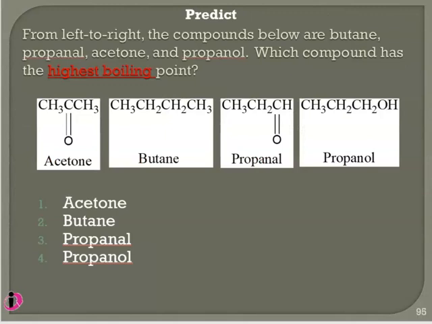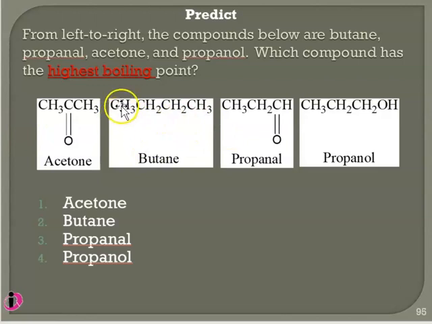All right, so something else for you to do. If you have your pen and paper out, take a second here to predict from left to right the compounds. Here are butane, propanol, acetone, propanol. Which compound has the highest boiling point? Think about which is the highest, which is the lowest, and why. Why would it matter? What's the difference really, right?